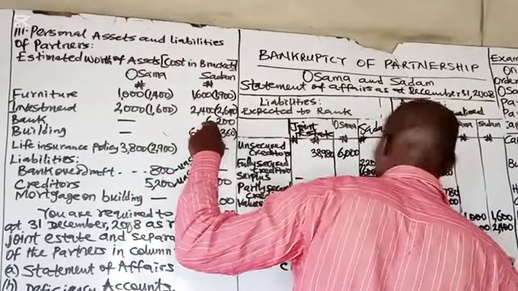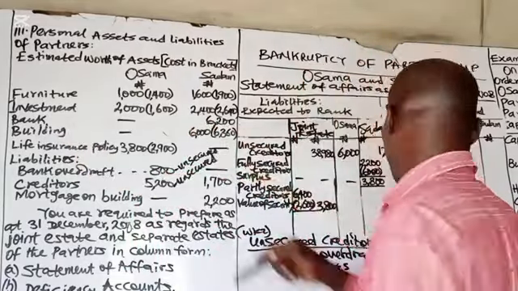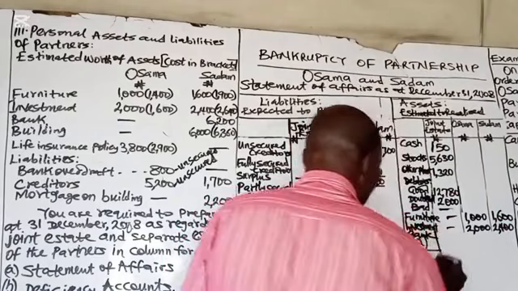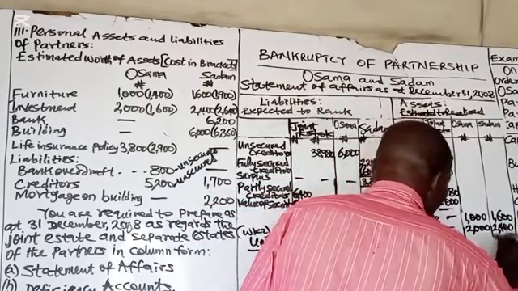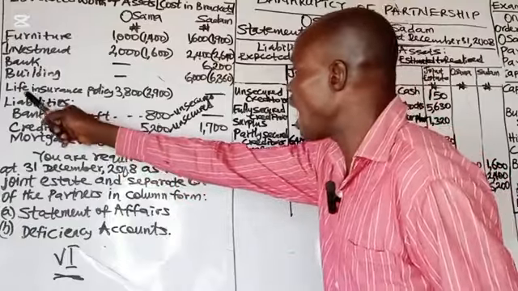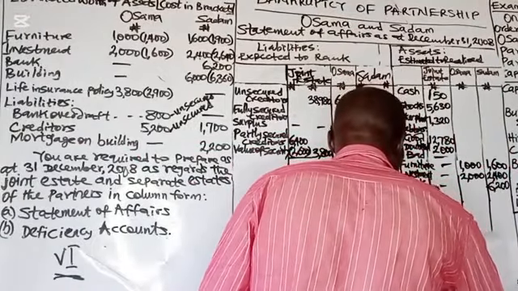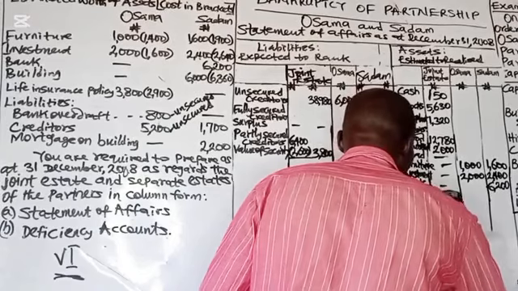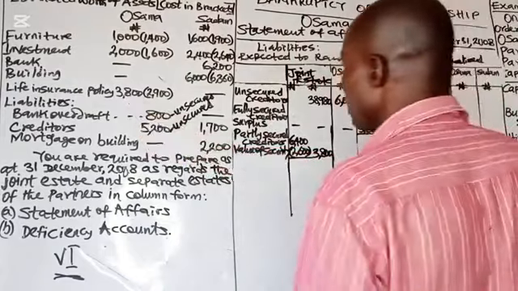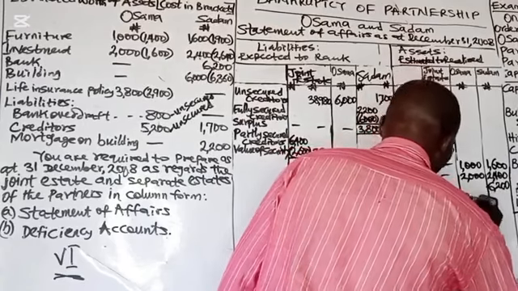We have cash at bank, 6,200 for Saddam. We have life insurance policy. The life policy, the LSA value is 3,800 for Osama.